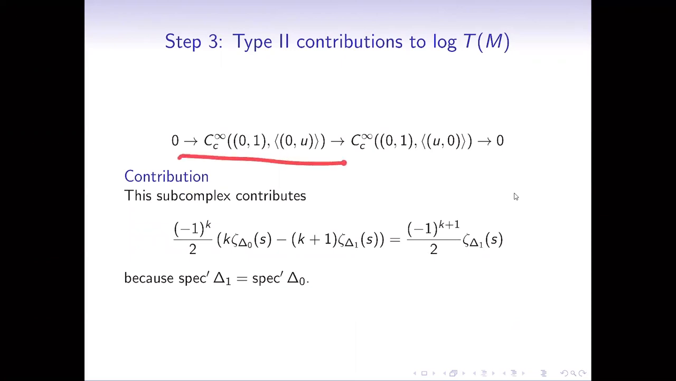So this was the type 2 complex, and again, you can show using similar techniques as used for type 1 contributions that the spectra of delta 0 and delta 1 are the same. So again, you have a nice cancellation between the k and the k plus 1, and you get that the contribution of this type of subcomplex is like this. There's a further nice thing about subcomplexes of type 2, which is that there's only a finite number of them.